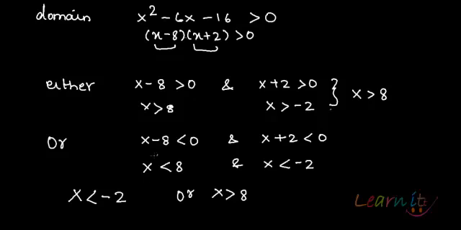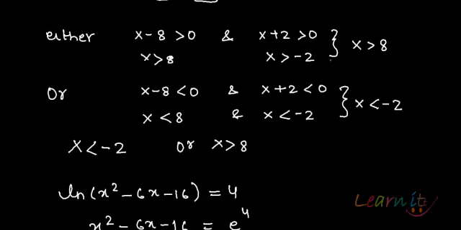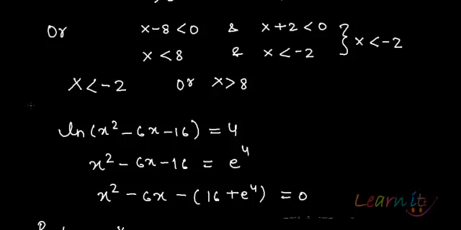Similarly, both are negative. That means x is strictly less than 8 and x is strictly less than −2. And from here, if I take that x is strictly less than −2, that means it will be less than 8. So the domain will be all the x's where x is either less than −2 or x's are greater than 8.